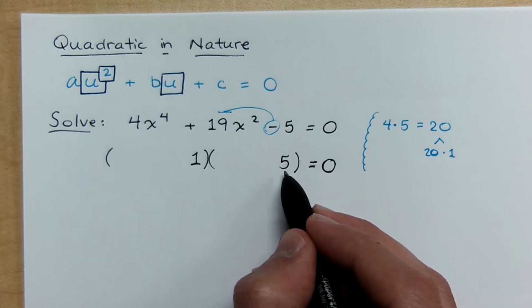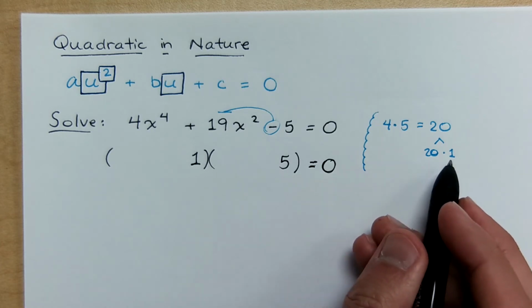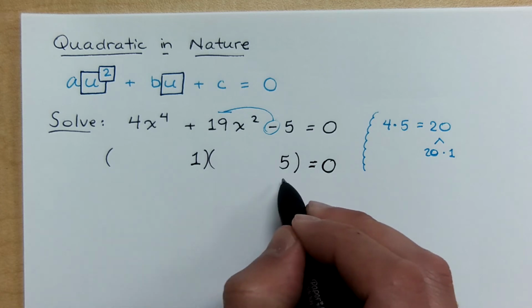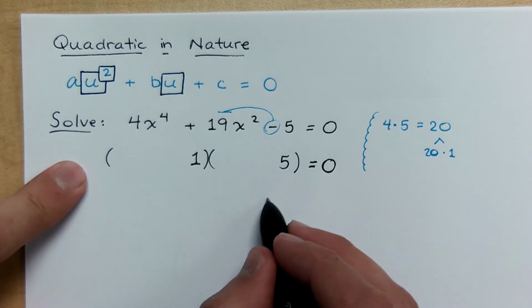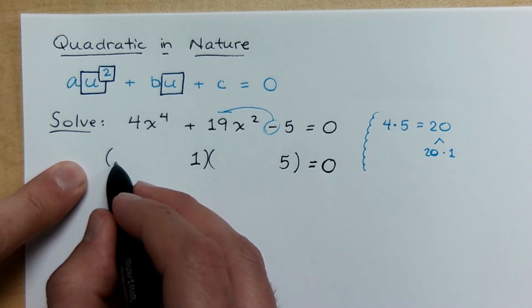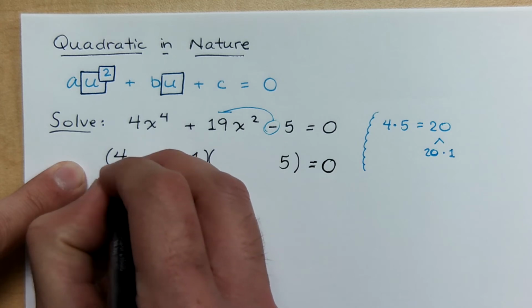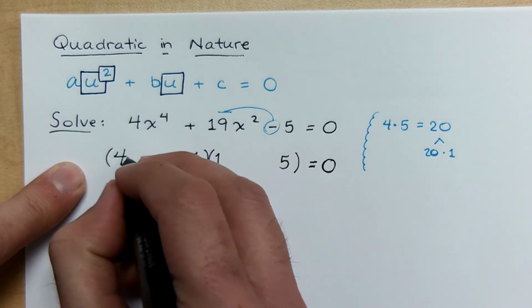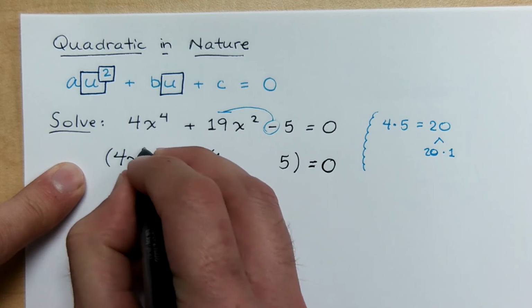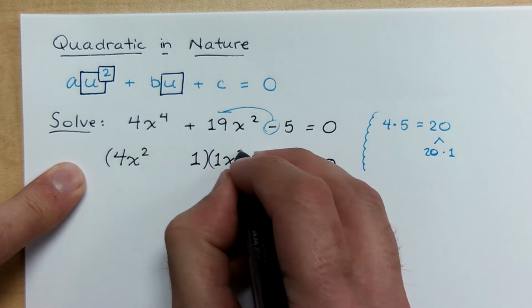Is the 5 going to be used to form the 20 or the 1 when you do the inside and outside of the FOIL? He's going to be used to form the 20, right? So that means 5 times what to give us the 20? So this guy is going to be 4. That means 4 breaks down as 4 times 1. And we already talked about how x to the 4th is going to break down as x squared and x squared. Do y'all agree?